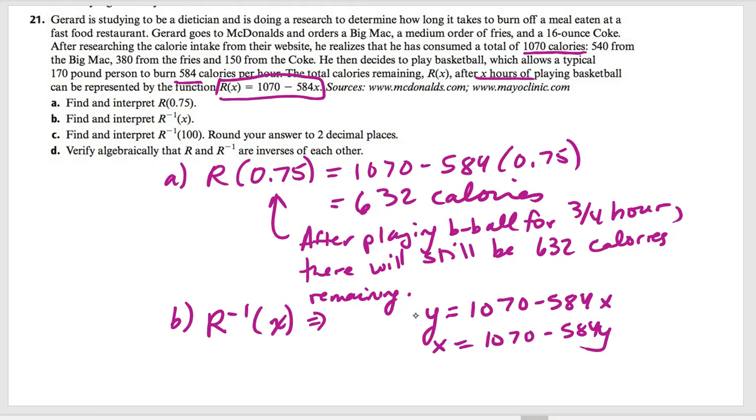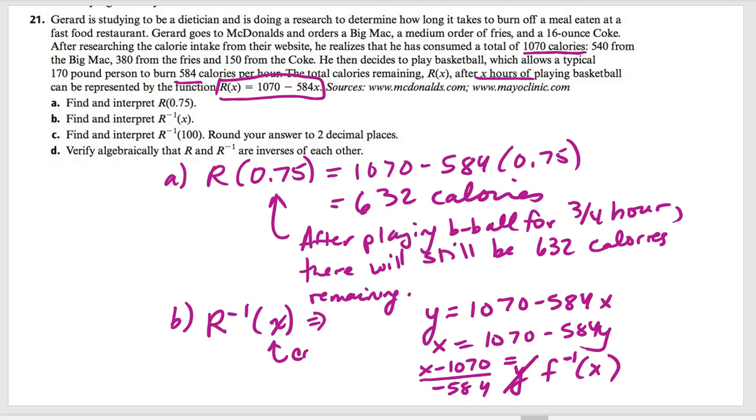And then we're going to solve for Y. And then last but not least, we're going to remove the Y and replace it with the inverse of X. Now, when it asks us to interpret what this means, we have to remember that our X and our Y got swapped, and so did the meanings. So X was the number of hours of basketball playing, and Y was the total calories remaining.